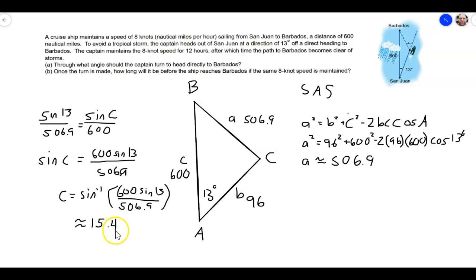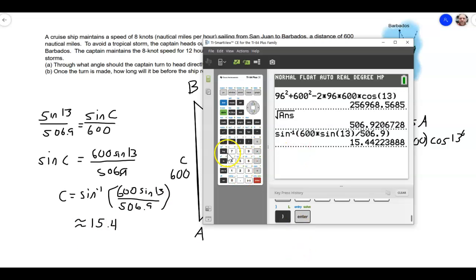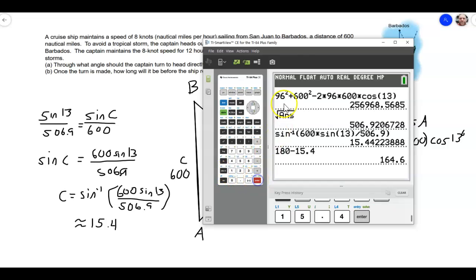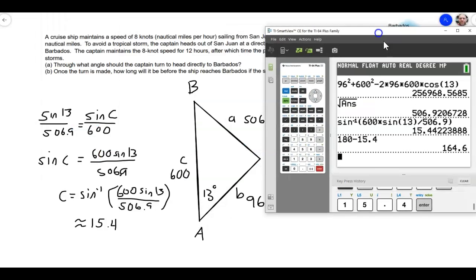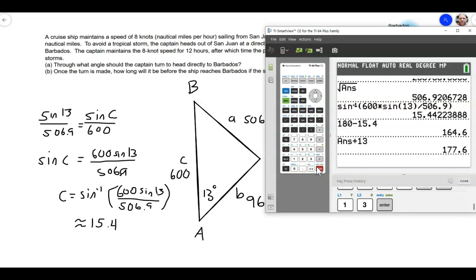15.4. Now remember, when we do the inverse sine, we also have to consider 180 minus that 15.4, which is 164.6. Now if that was 164.6 and you added that 13 there, plus 13, that means that this last angle here would have to be 3 degrees. So you could technically have two triangles here.